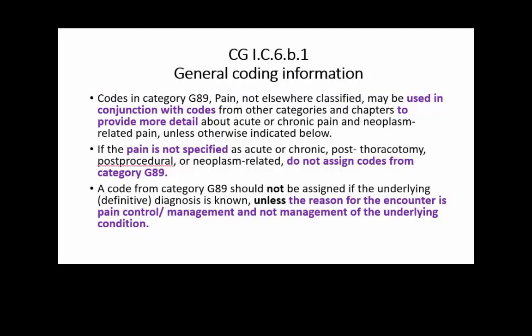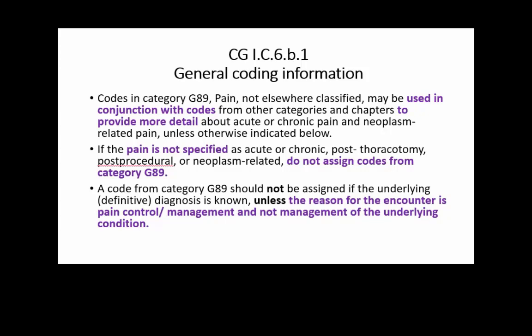Now let's talk about general coding information in this next coding guideline. We can use codes in category G89 along with codes from other categories and other chapters if the G89 code provides more detail. For example, if the scenario given to us does not tell us if the pain is acute or chronic and we have G89 codes that say so, then we would use those G89 codes.